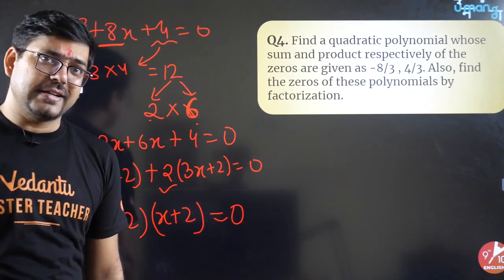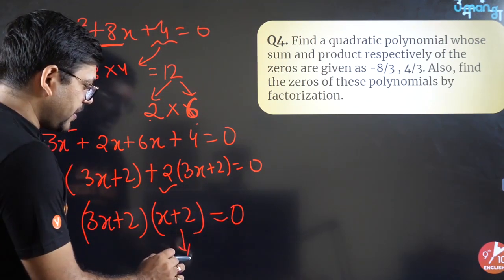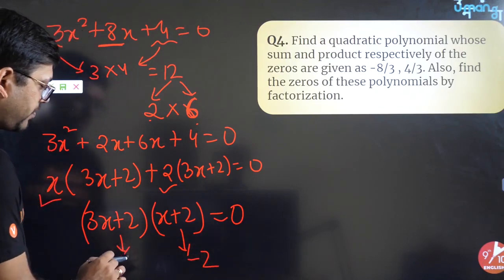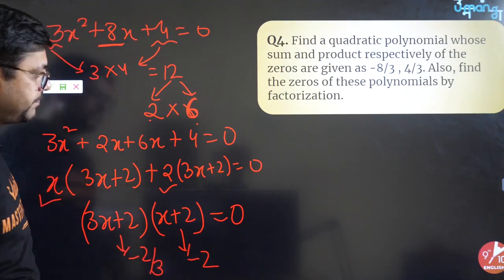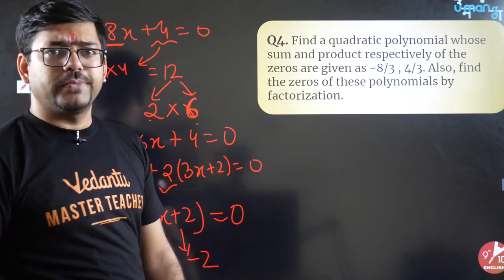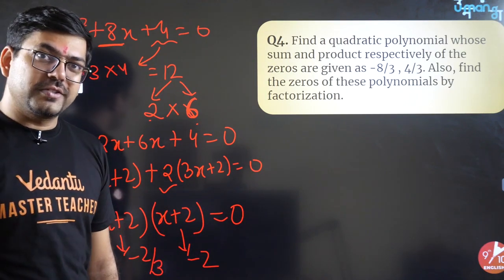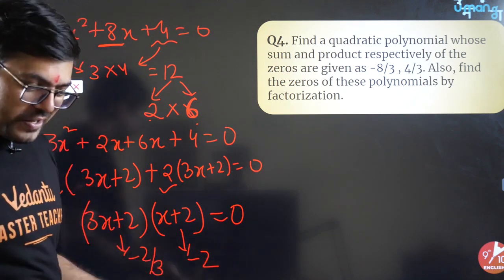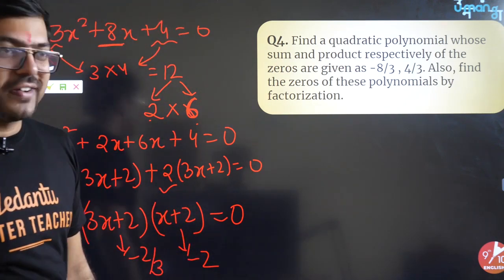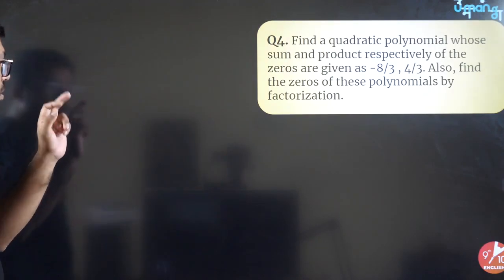Isn't that simple? Isn't that easy? From here you can get very easily minus 2, and from here you can get very easily minus 2 by 3. So we got the zeros. What else is required? And we get 3 marks only for doing this much. Nothing big deal, isn't it? Nothing, some great sort of work.